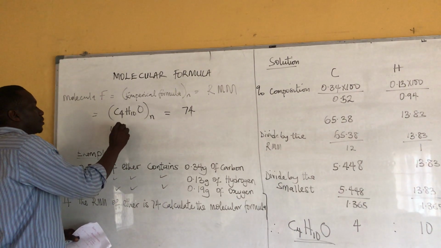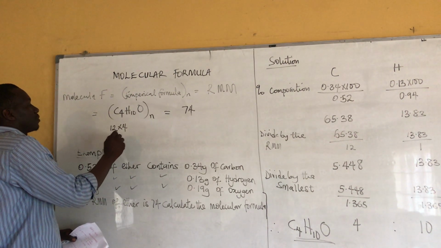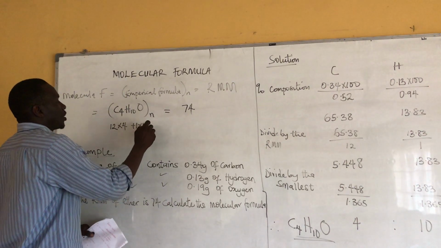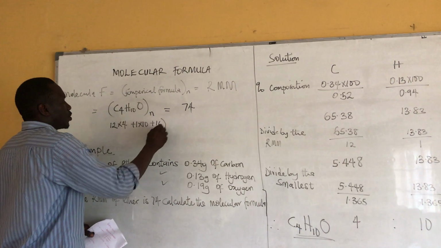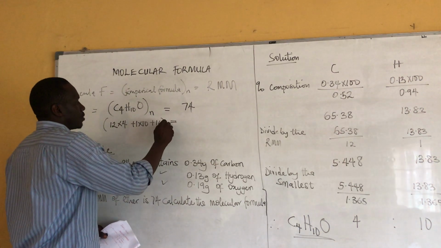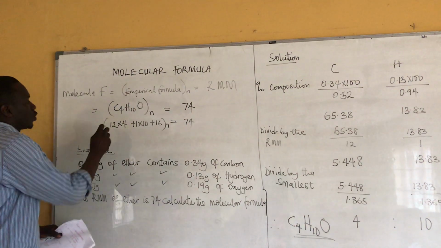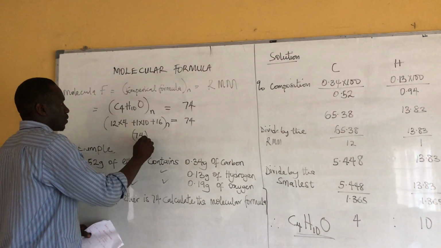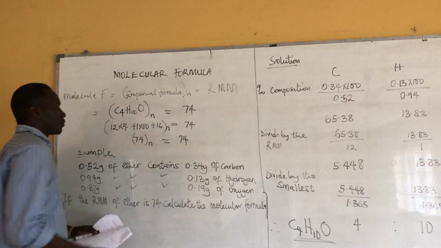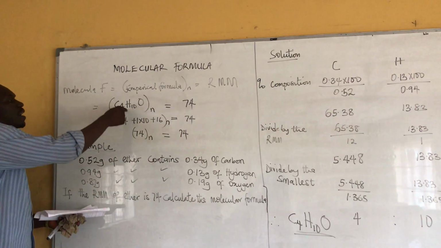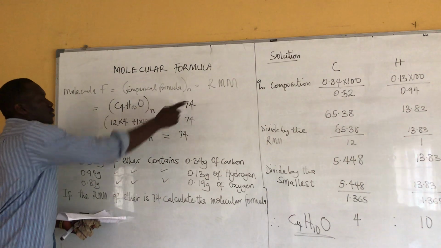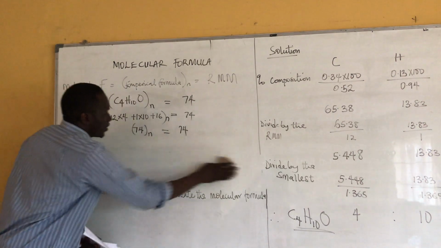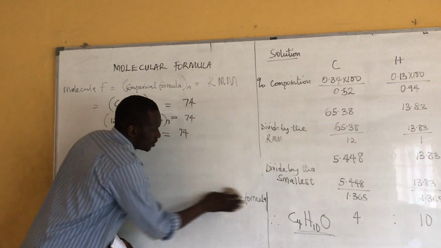Carbon is 12 multiplied by 4 atoms of carbon, plus hydrogen, which is 1, multiplied by 10 atoms of hydrogen, plus 1 atom of oxygen, equals 74. 12 times 4 is 48, plus 10, plus 16 gives us 74. Let's come back again. We put our empirical formula in bracket n equals the relative molecular mass given to us from the question, which is 74.